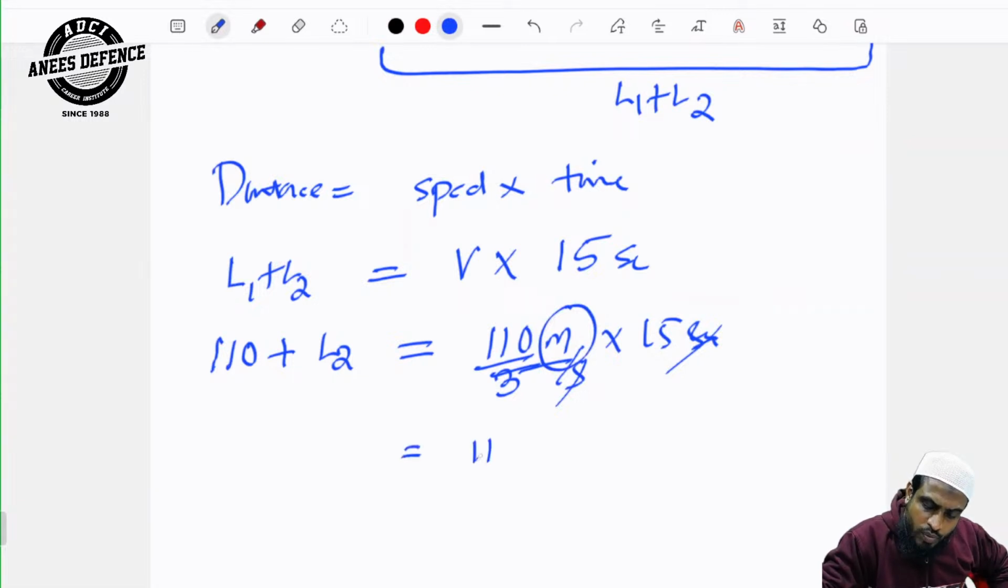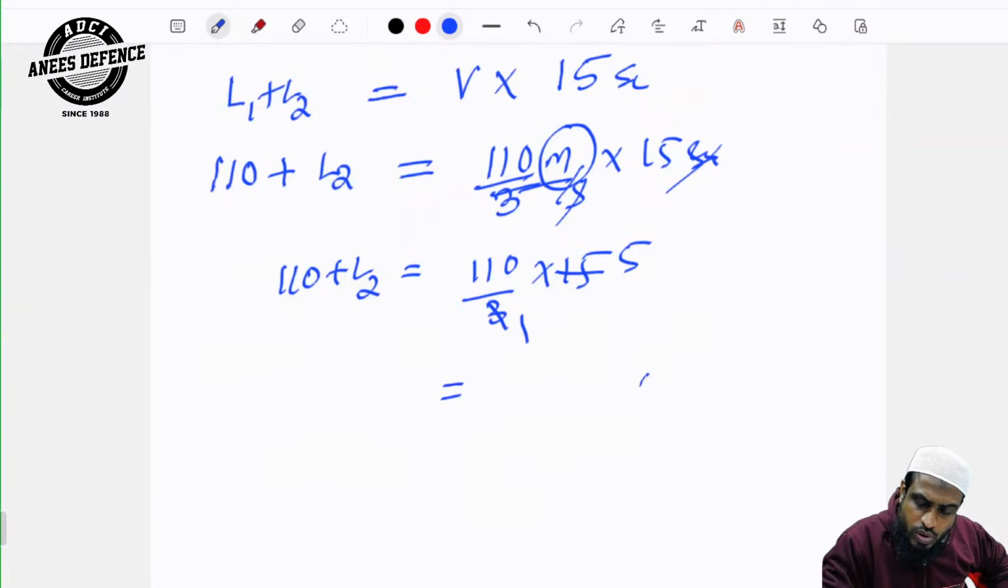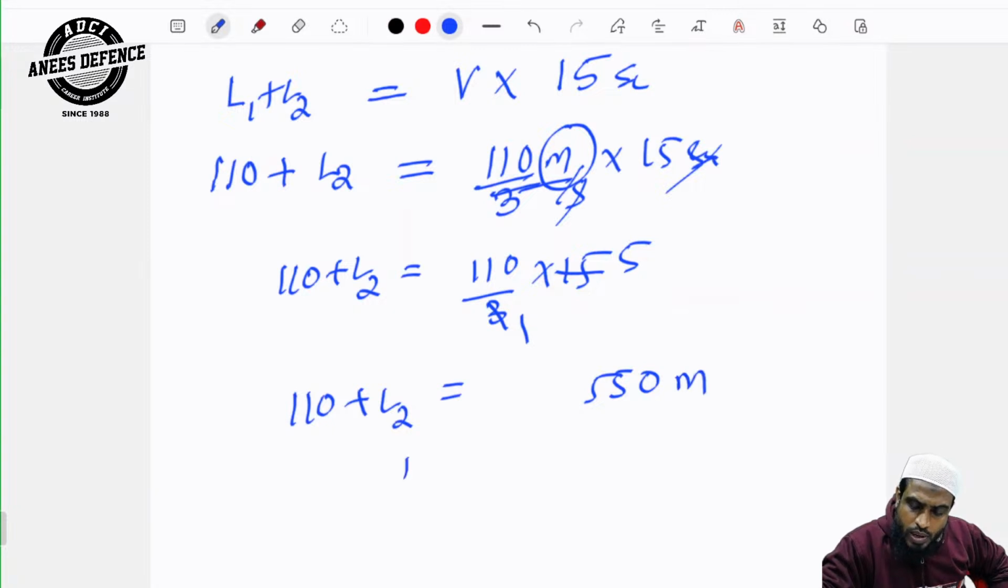So 110 plus L2 equals 110 by 3 into 15. 1 into 3, 5 into 3, 15. So 5 into 110 is 550. So 110 plus L2 is equal to 550 meter. So L2 equals 550 meter minus 110 meter.